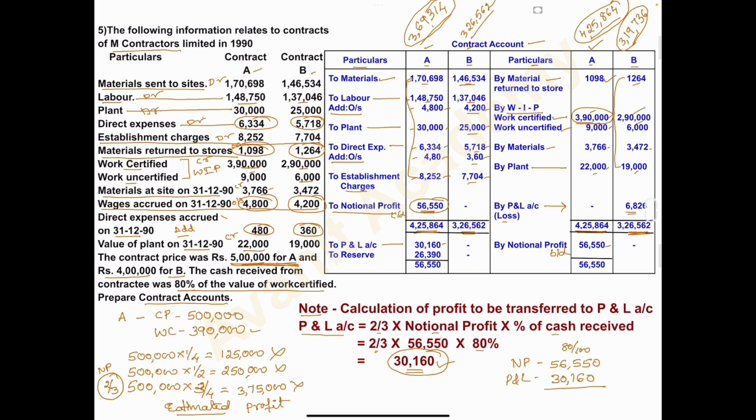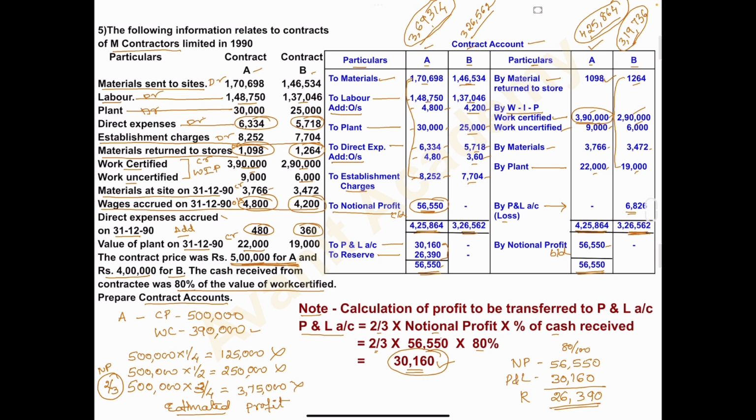So how much remains from 56,550 minus 30,160? You will get 26,390. So this amount is transferred to reserve. So write here to reserve 26,390 and total of these two you will get 56,550. Same we'll write credit side 56,550. Clear?